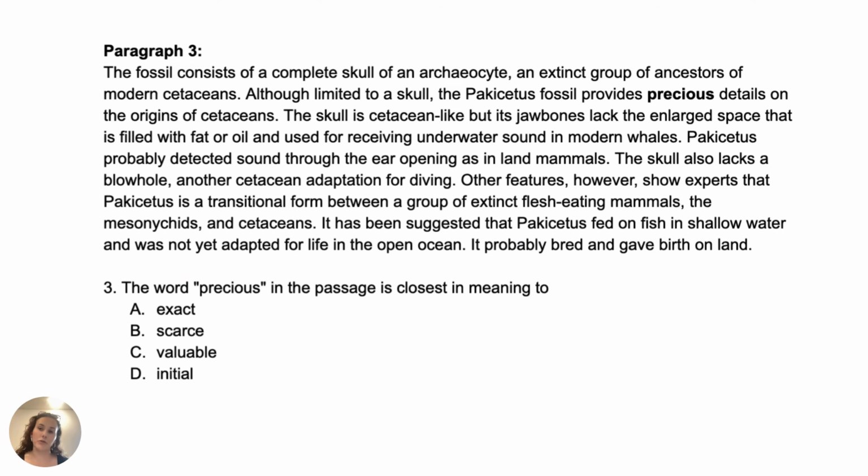Okay, moving on to number 3. What type of question is this? This is a vocabulary question. We're going to do vocabulary questions quite quickly. You look at the sentence and make a prediction.